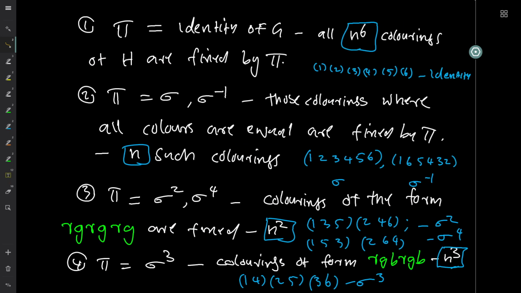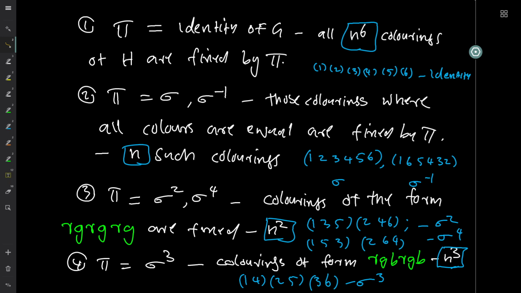Now, if you are looking at the identity of G, then all the colorings are fixed by pi, because it doesn't do anything, so everything is fixed. So all the n raised to 6 colorings of the hexagon, because for every vertex I have n choices, are all fixed by pi, the identity. The identity permutation is written like this: 1, 2, 3, 4, 5, and 6. Each one is a cycle.